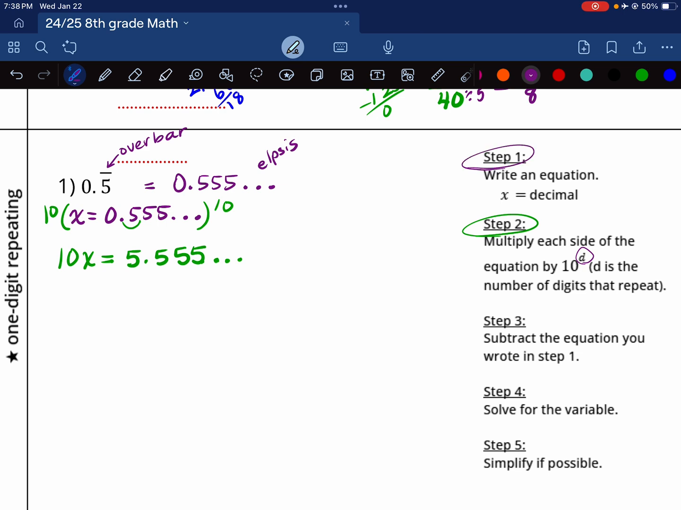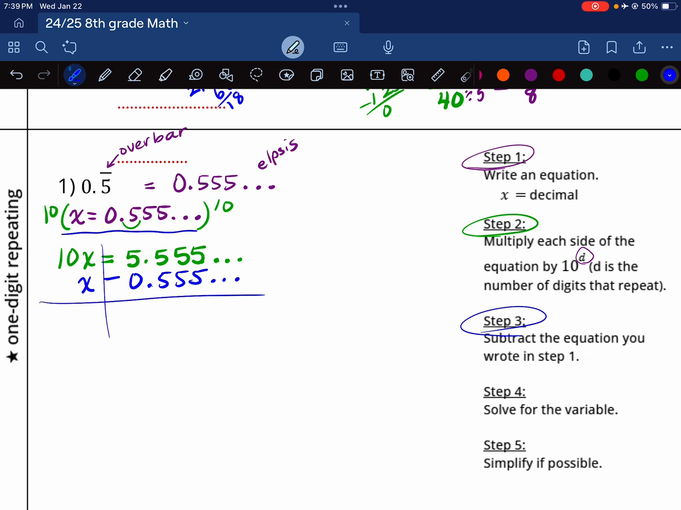Step 1. Step 3 tells us to subtract the equation you wrote in step 1. So we have to subtract this equation. We have x minus 0.555, with our ellipsis. Okay, so all of the 5s to the right of the decimal become 0, so they go away.